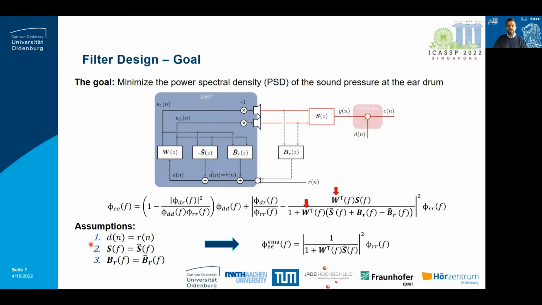Second, we assume that after removing the sound probe microphone, the secondary path S remains unchanged. Third, we assume perfect knowledge of the feedback path B sub R by measurement. As a result, the equation simplifies to the point where only the denominator depends on W. Nevertheless, it should be realized that an optimization of W by direct minimization of this equation is not straightforward due to the non-convexity of the optimization problem.